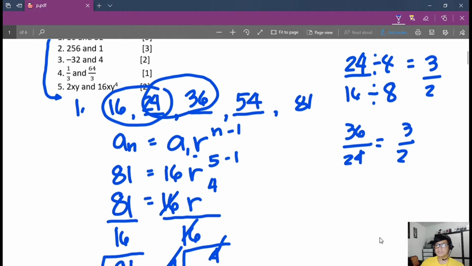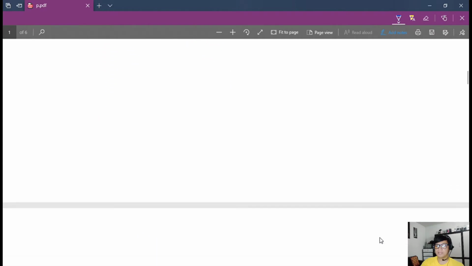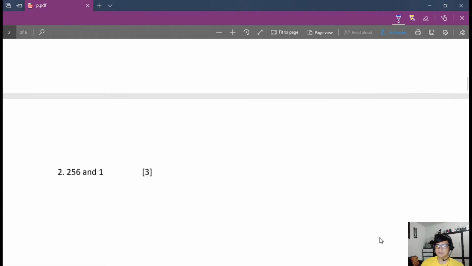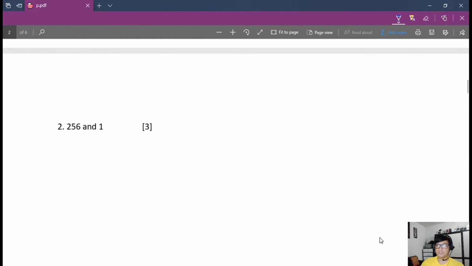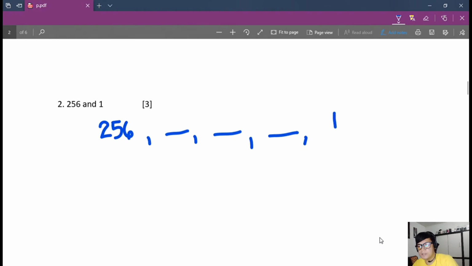Okay, so let's proceed to item number 2. We're on number 2 now. This one. We're going to insert 3 geometric means. The first term is 256. The second, third, and fourth are missing. And the last term or the fifth term is 1.